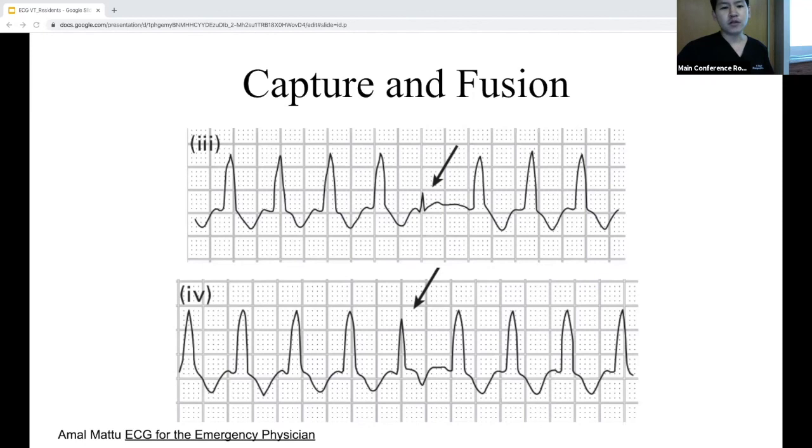This QRS complex will look similar to the patient's native rhythm, whereas a fusion beat occurs when the depolarization of the ventricles occurs from two origins. One is the supraventricular impulse, typically from the atria, and one is from the ventricular focus which is causing the VTAC. This will cause a unique complex from these fused vectors, and it will not look like the patient's native beat.